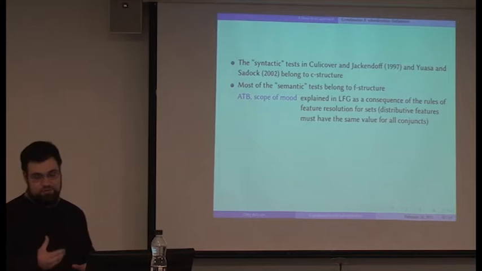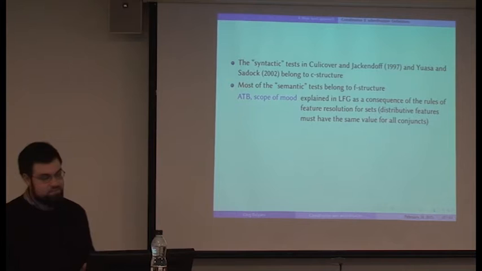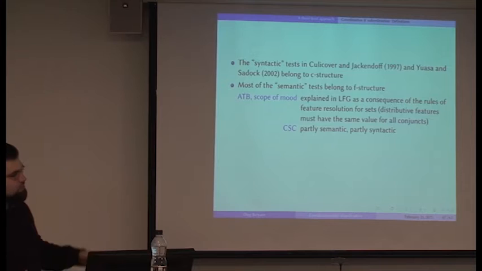Therefore, you cannot extract anything from just one of the conjuncts, because in this case there will be different values for the different conjuncts. And if you assign a mood feature to a set, similarly, it has to distribute over all of the conjuncts of this set. The coordinate structure constraint is a bit more complicated, but generally it is also explained by the same rule.